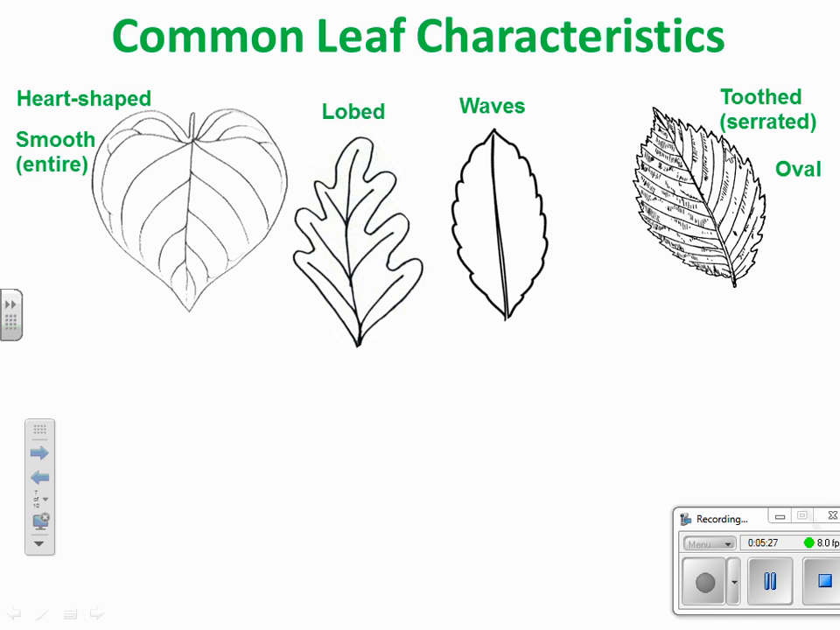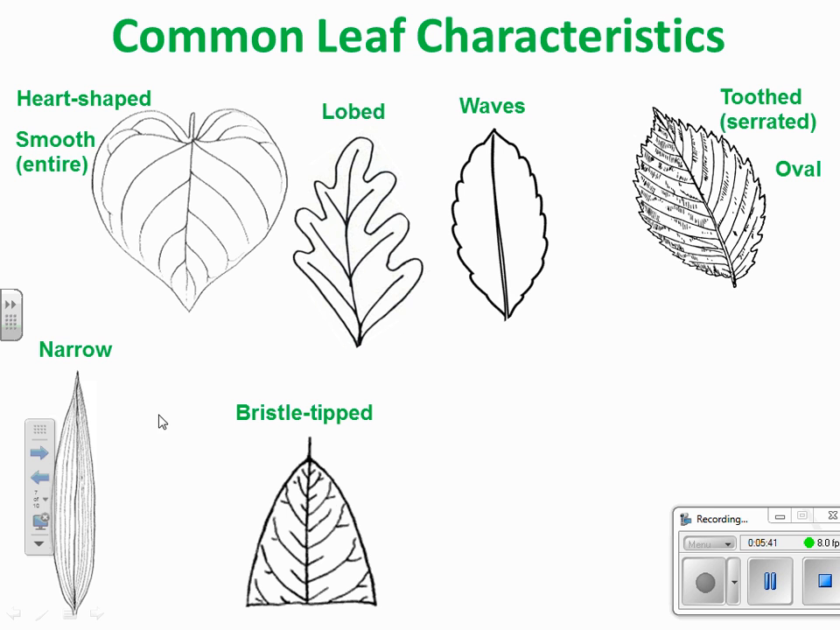This one is an oval or an egg shape. The edges of it are also toothed, or sometimes called serrated, so it's very sharp or rough. This leaf is narrow. This leaf has a bristle tip, so it's got a point that comes off the end.